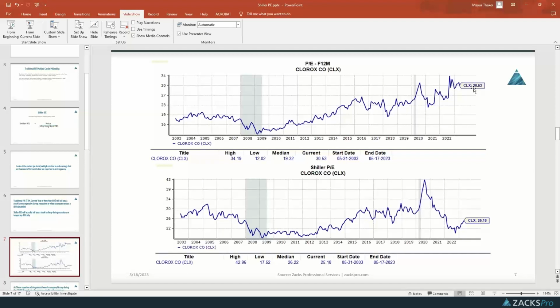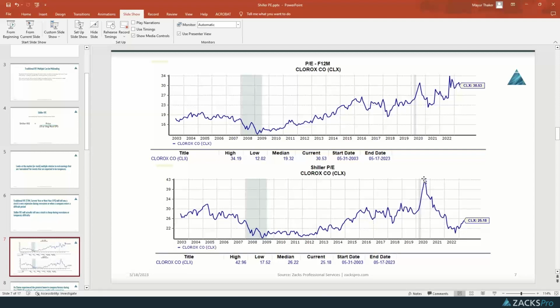If you were to look at this chart, you would say, this is an all-time high PE. I'm not touching this company, right? It's trading at 30 times earnings, which it's never done in the last 20 years. So I don't want to touch this. But then if you look at the Shiller PE, look at that. That's telling you a very different picture, right?